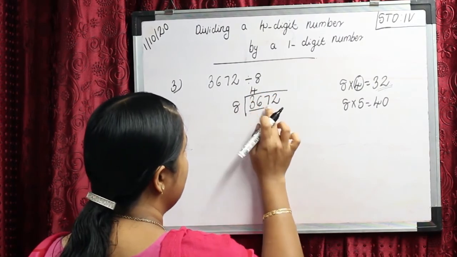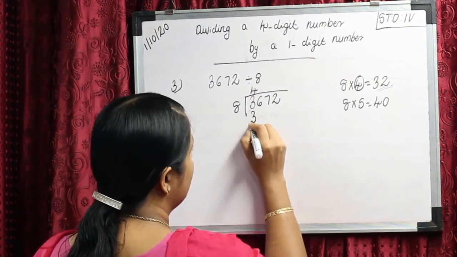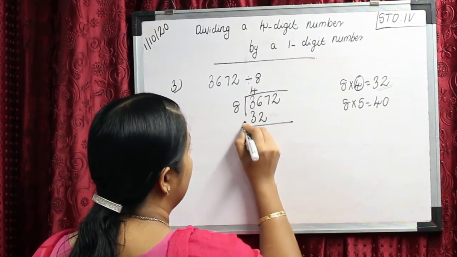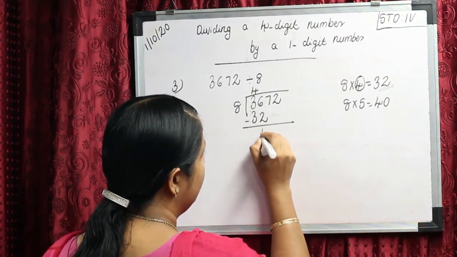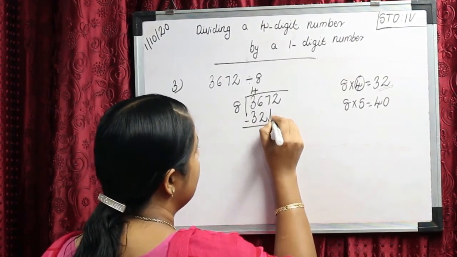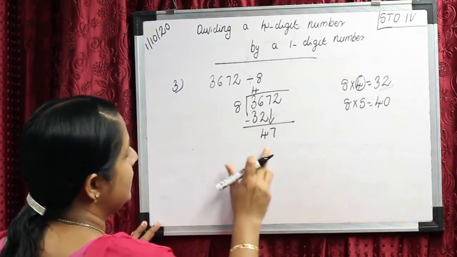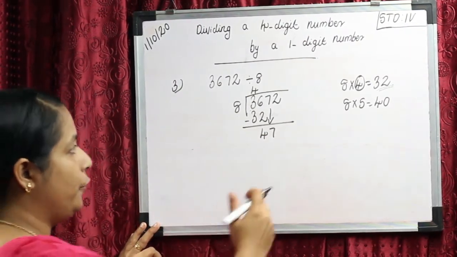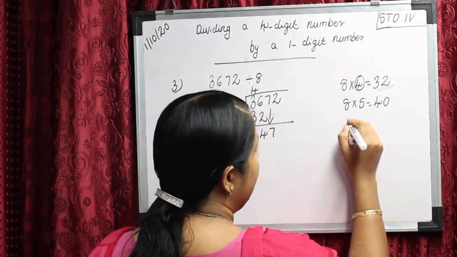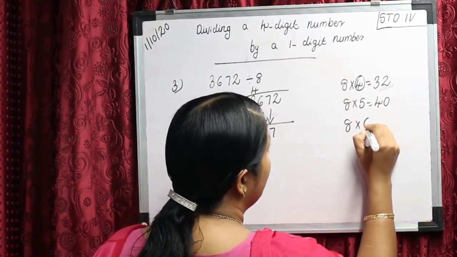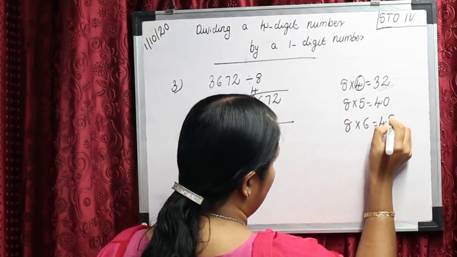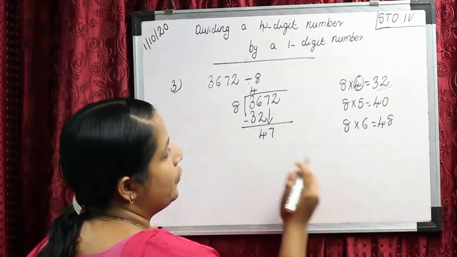Then 8 4s are 32. Then 6 minus 2 equals 4. Then the next number is 7. Then in 8's table we want 47. 8 5s are 40. Then 8 6s are 48. So we are selecting less than 47.